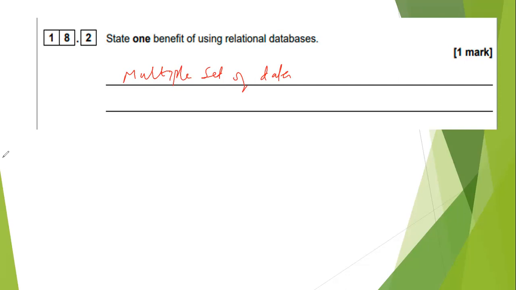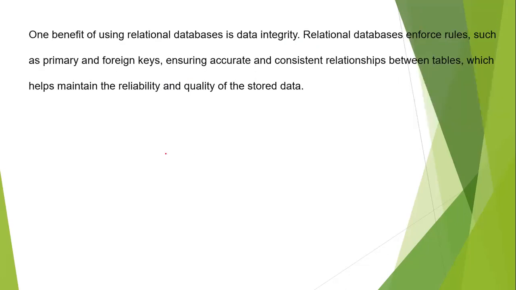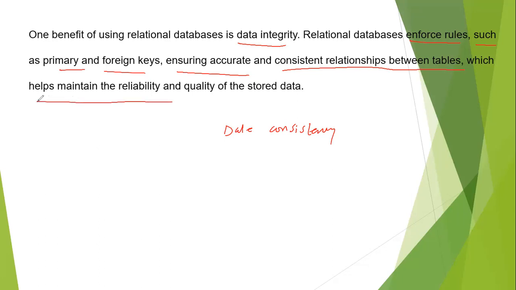Okay. The main advantage is data integrity. Do you know? Yesterday we discussed data consistency and data integrity. One main benefit of using a relational database is data integrity, or data consistency. A relational database enforces rules such as primary and foreign keys, ensuring accurate and consistent relationships between tables, which helps maintain reliability and quality of the stored data. First we store data in the primary master table, then we store data in the transaction table. Got the idea? It's called data integrity.